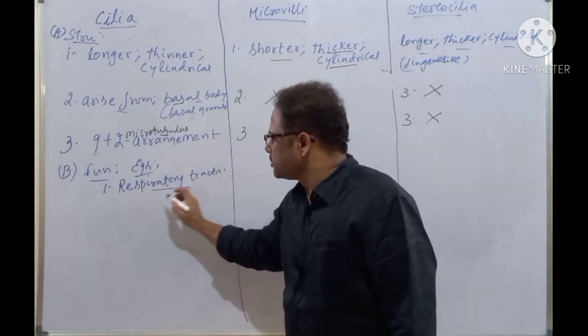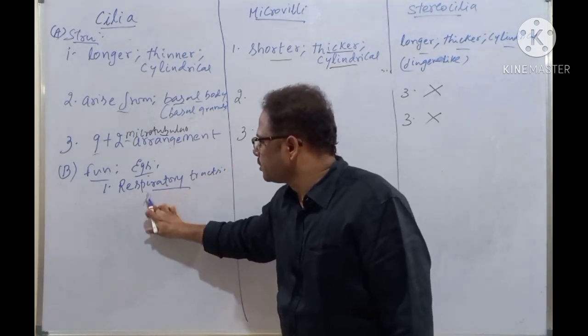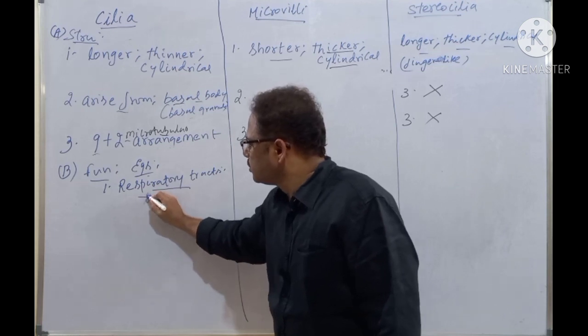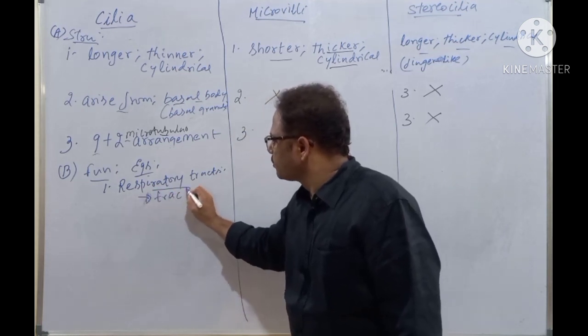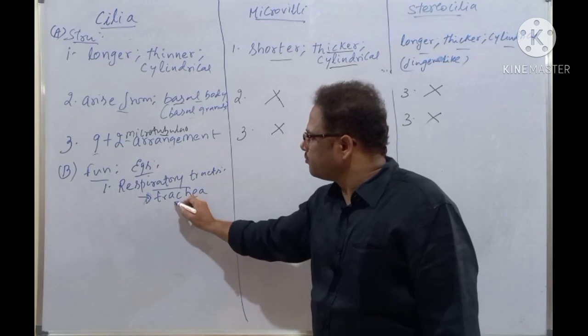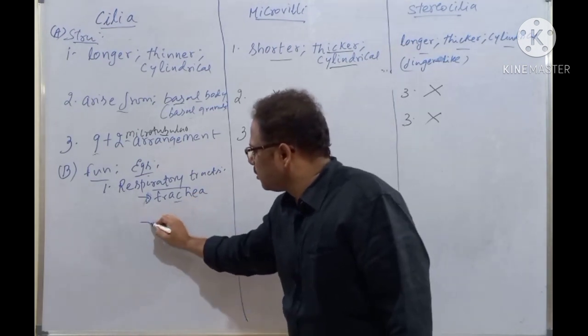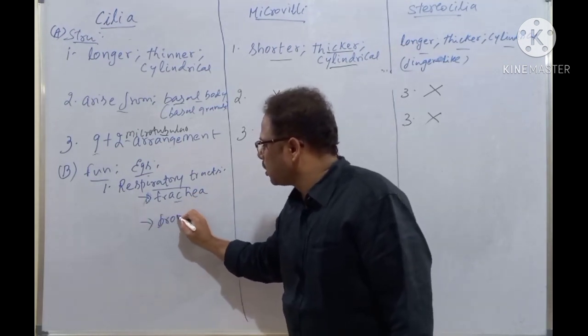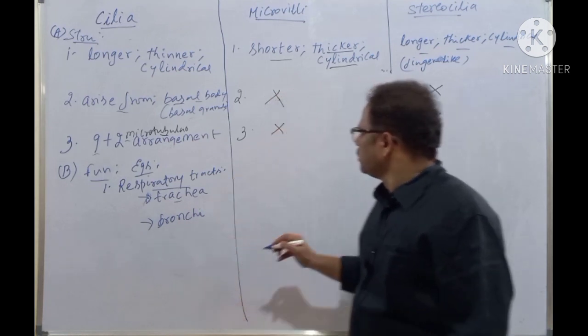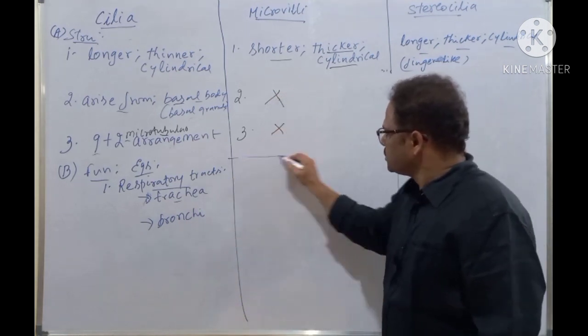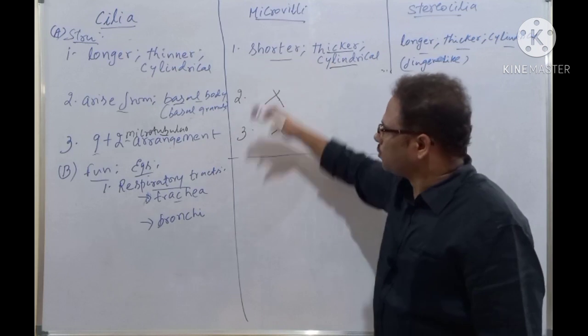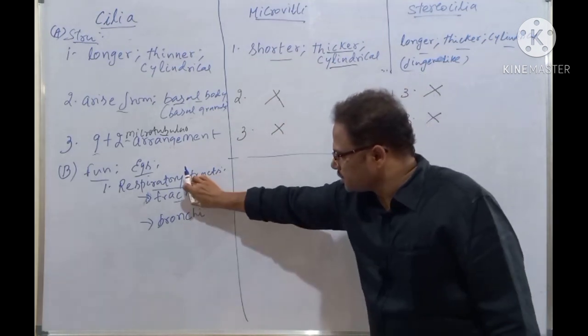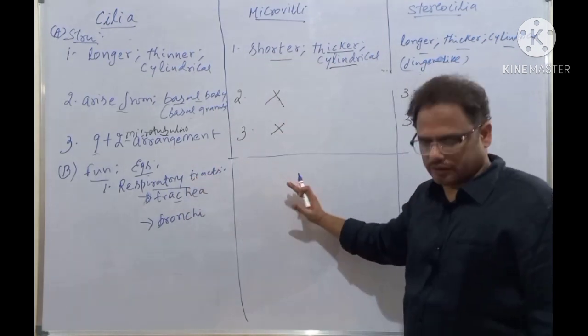Respiratory tract examples: a very common example is the trachea. The trachea is a windpipe, isn't it? Next one is the bronchi. Now I'll draw here because there is no space. I'm drawing here under microvilli. Don't confuse here. This structure is being drawn here.